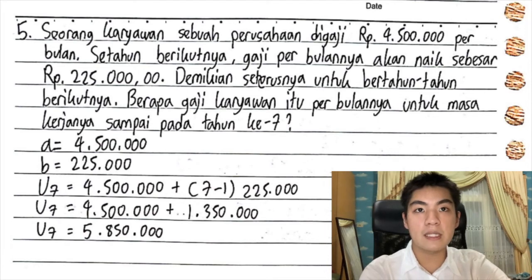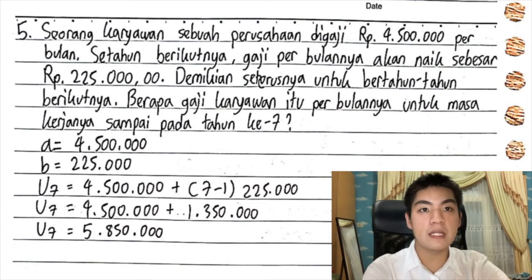From the question, we get that the first wage is 4.5 million rupiah and the difference between each year is 225,000 rupiah. So we can still use the formula of the arithmetic sequence for this question, which means the wage of the 7th year is equal to 4.5 million plus 7 minus 1 times 225,000, which becomes 4.5 million plus 1,350,000 rupiah. And so we get that the wage of the 7th year is 5,850,000 rupiah.